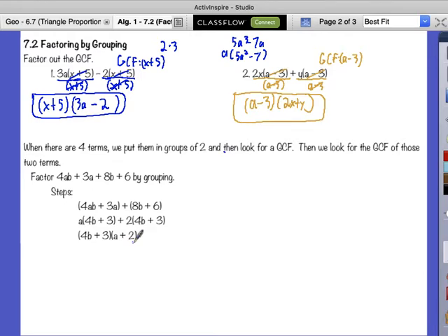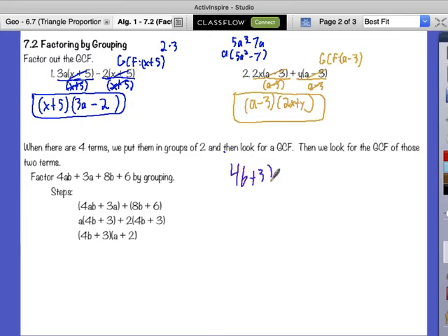And we go from having this at the start to having this at the end. And if I were to go back through to check my work, this would be our answer. If I were to go back through and check my work by FOILing, we get what we started with.